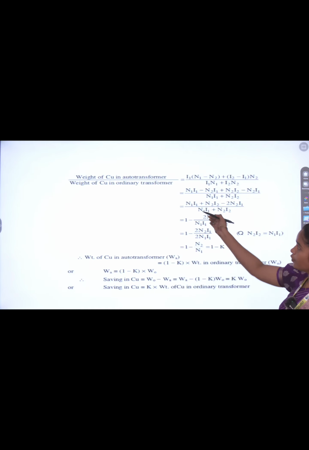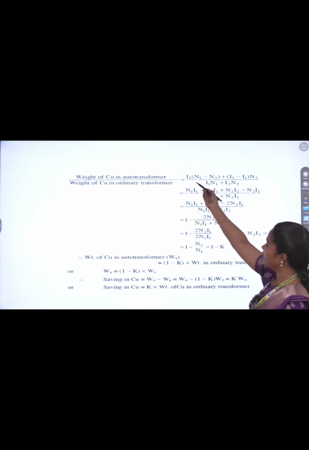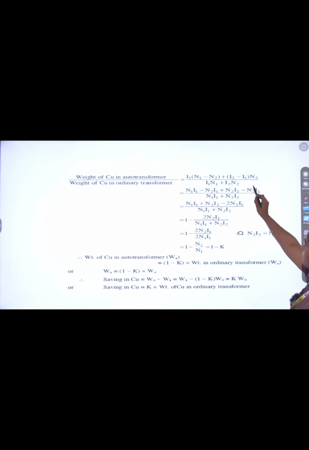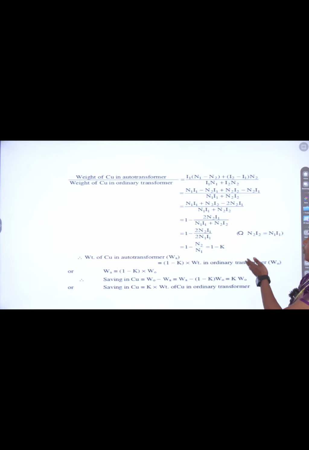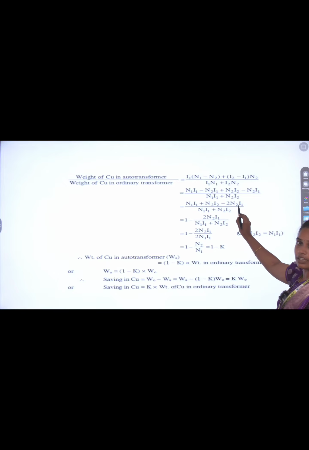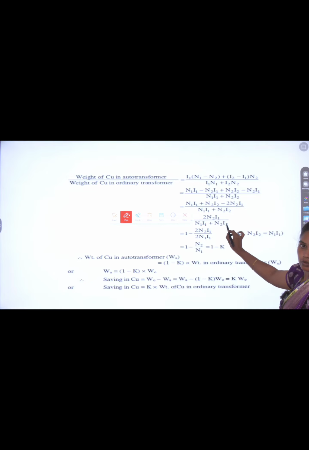And next, weight of copper in auto transformer divided by weight of copper in ordinary transformer. So, weight of copper in auto transformer is I1 (N1 minus N2) plus (I2 minus I1) into N1, divided by weight of copper in ordinary transformer. We have to find I1 N1 plus I2 N1 and solve this equation. Finally, we get (N1 I1 plus N2 I2 minus 2 N2 I1) divided by (N1 I1 plus N2 I2). And we have to separate this equation: 1 minus 2 N2 I1 divided by N1 I1 plus N2 I2.